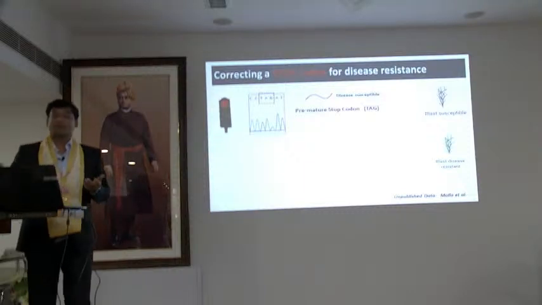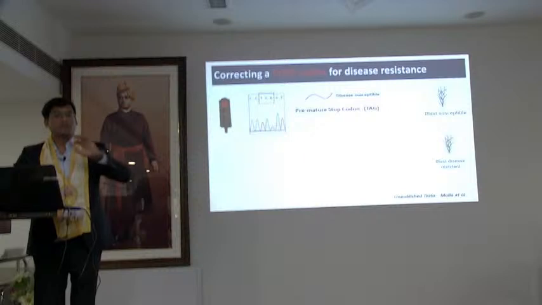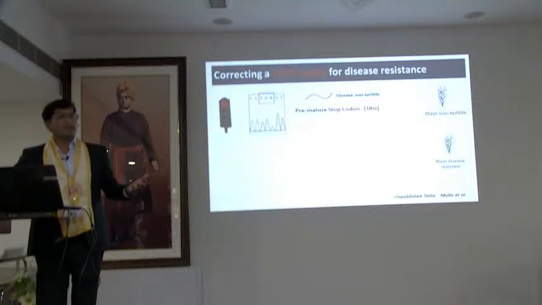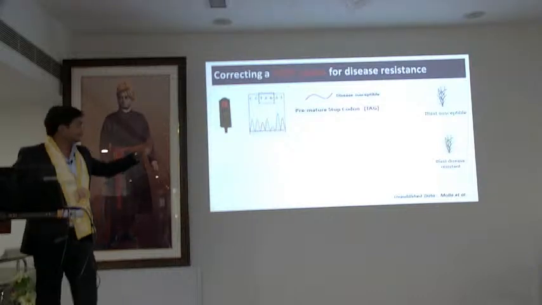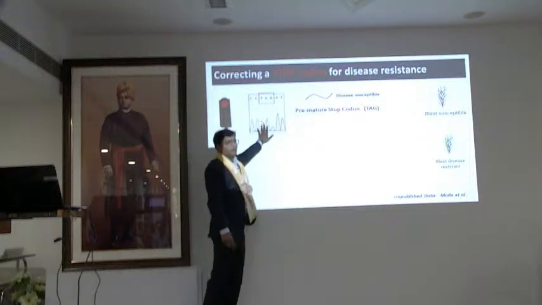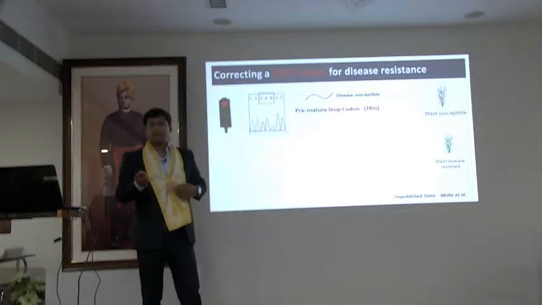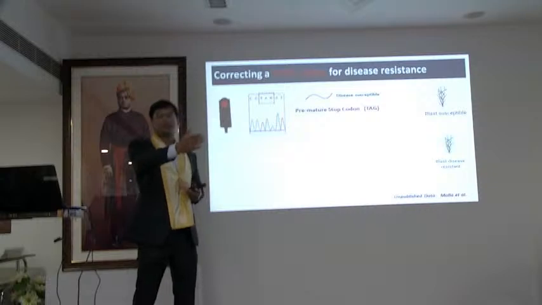Now, sometimes what happens? Natural mutation happens. Nature causes a lot of mutation. You cannot imagine how many mutations can be generated through natural process without any intervention. So this is an example. In some varieties, this is a very important and crucial gene, but because of natural mutation, this stop codon is present at the beginning or in the middle of the gene sequence.